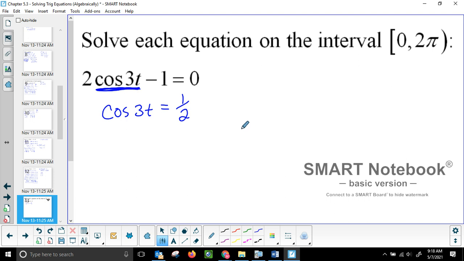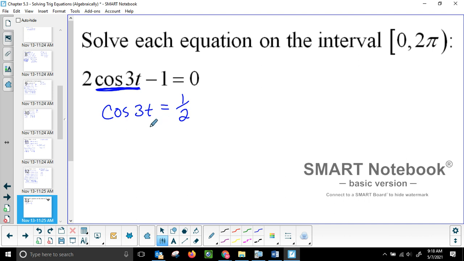Okay, now, all right, what we do not do is divide by 3. So many students make the mistake here of thinking, oh, if we divide by 3, then that's just cosine of t. No, it is not. That's not how that works. What we actually want to do is just pretend like this is regular cosine t.